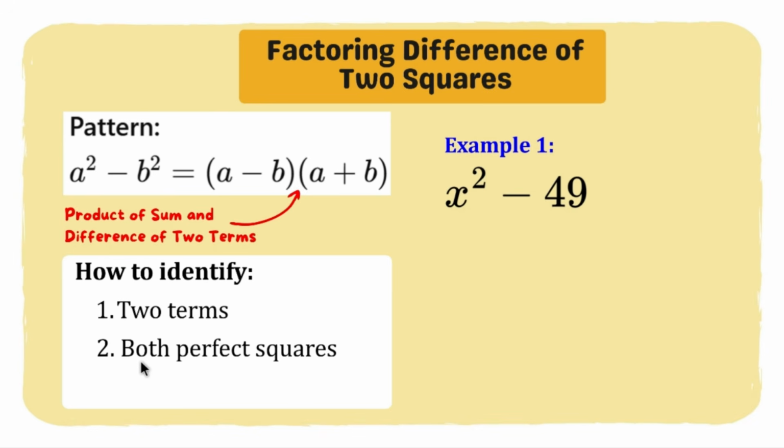Number 2, both perfect squares. Lahat ba nung terms natin, yung dalawang term ba natin ay perfect square? Yes, we have here x squared, this is a perfect square. And we have here 49, this is also a perfect square. Ibig sabihin ng perfect square, ibig sabihin meron po tayong square root. Okay? Next, number 3. Are they being subtracted? Yes, this is being subtracted because we have here minus as our operation.